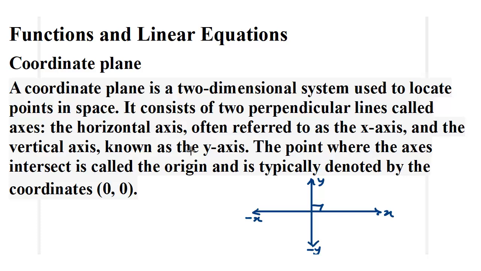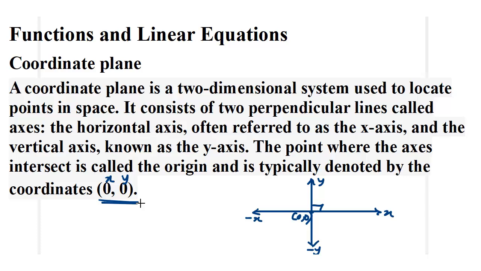Now the point where the axes intersect is called the origin. So the y-axis, this straight line and this straight line, they intersect at this point, and this point is known as the origin, and this origin is denoted by (0, 0), meaning that 0 corresponds to x and the other 0 corresponds to y, that is the x and y coordinate. All right, so that is that about the coordinate plane.